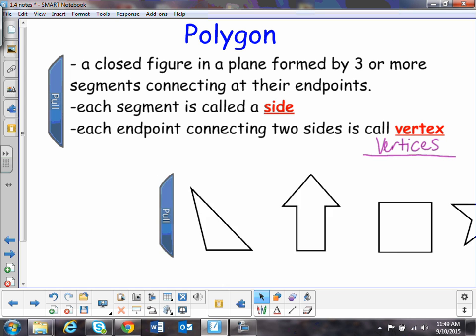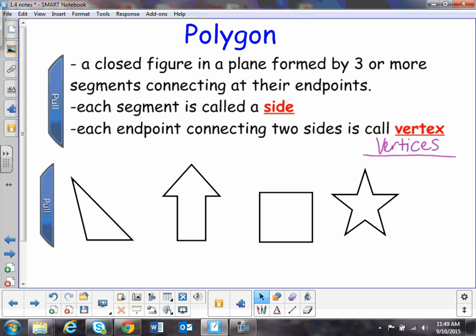There's just a few examples of some polygons here. That one has 3 sides, 7 sides, 4 sides, and then lots of sides. So how many vertices, Tony, does the star have? 5. Thank you, Tony. Thank you, Miguel. 10 vertices.